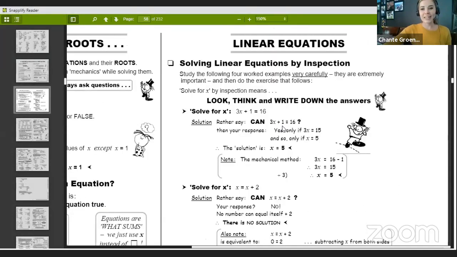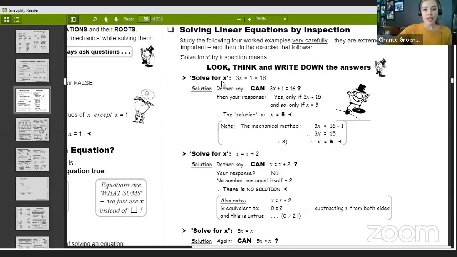Let's talk about linear equations. Solving linear equations by inspection. Study the following examples very carefully as these are extremely important. Instead of saying solve X, we say 3x plus 1 is equal to 16. I want you to think: can 3x plus 1 be 16? And your answer should be yes, but only if x is equal to 5.